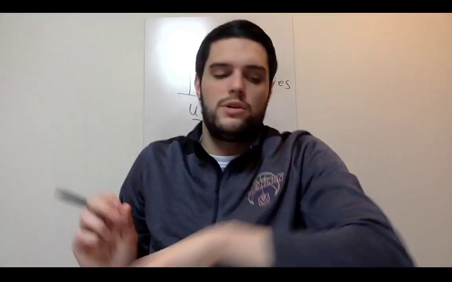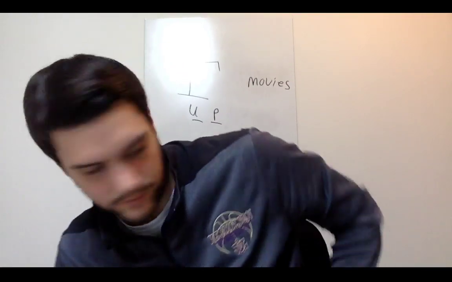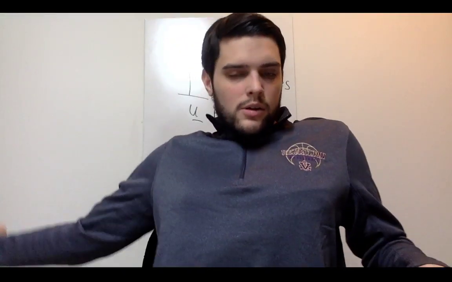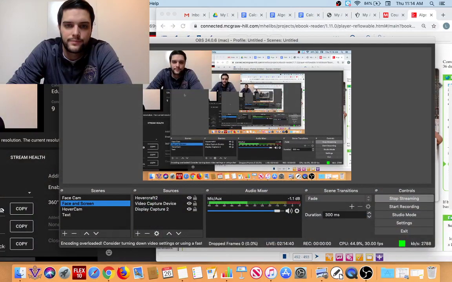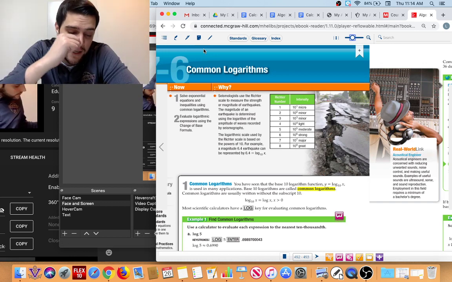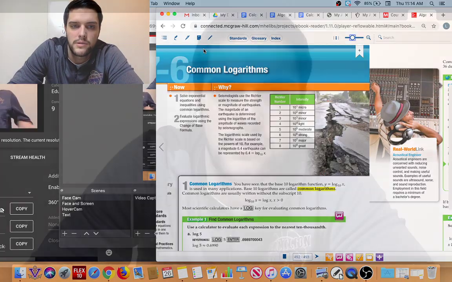Okay, so page 492. I guess I don't need my calculus book anymore. All right, I'll switch over to this screen so you can see both. We're going to be learning about common logarithms. So 7.6, common logarithms. You can put that down in your notes. That's what we'll be starting with today.